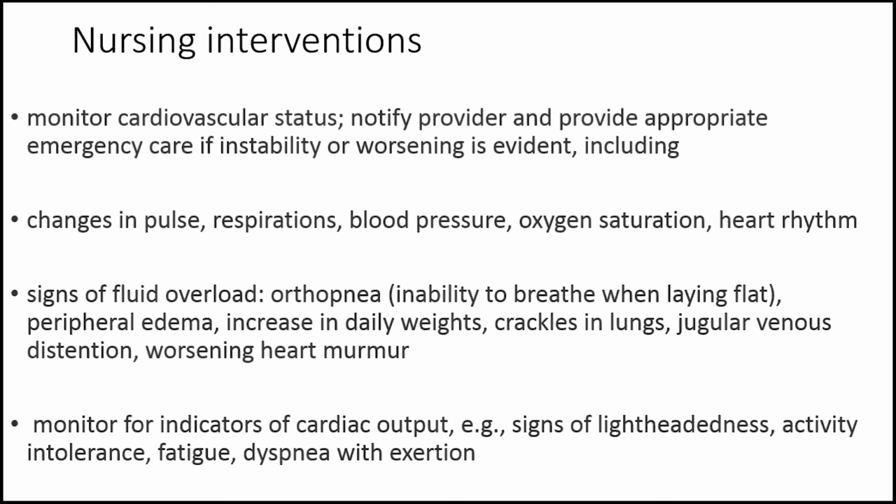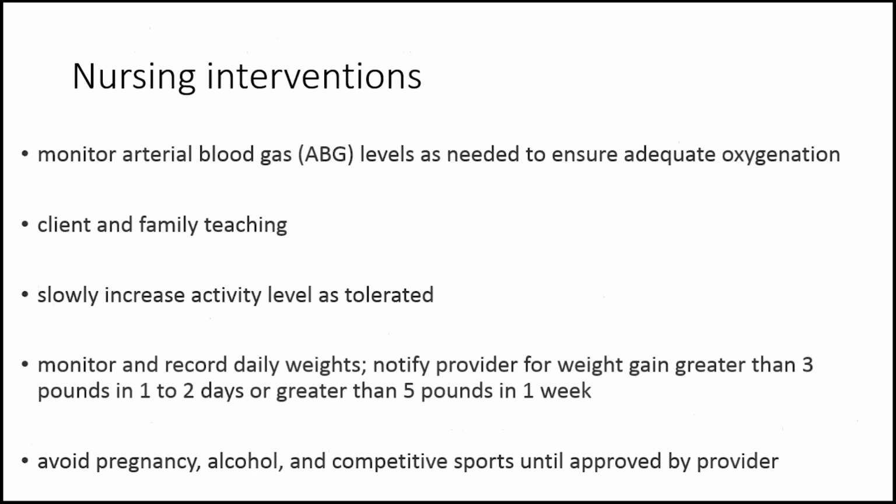Please take note that pericarditis has a lot of problems, but the major thing is you want to prevent pericardial effusion and cardiac tamponade. Myocarditis, we're talking about inflammation of the muscle of the heart. One of the things that can occur is congestive heart failure. So for nursing intervention, you also want to do ABGs. You want to teach the client and the family how to slowly increase activity level as tolerated. Monitor and record daily weight. Notify the provider for weight gain greater than 3 pounds in 1 to 2 days, and or greater than 5 pounds in 1 week.